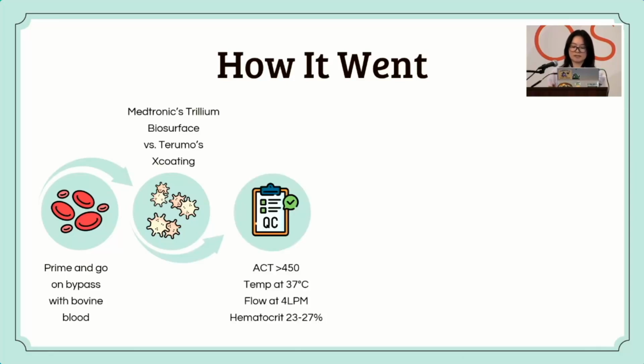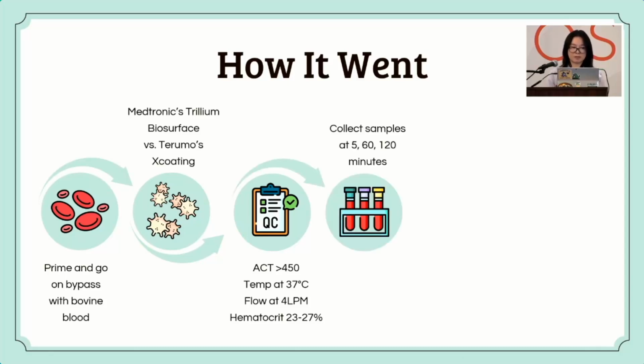To normalize everything, we kept the hematocrit around 23 to 27%, and kept the blood circulating at a rate of 4 liters per minute. We also stayed warm during our bypass run since we were connected to a heater cooler. In terms of our sample collection, we would collect blood samples at 5, 60, and 120 minutes after our so-called bypass run. But here's the twist.